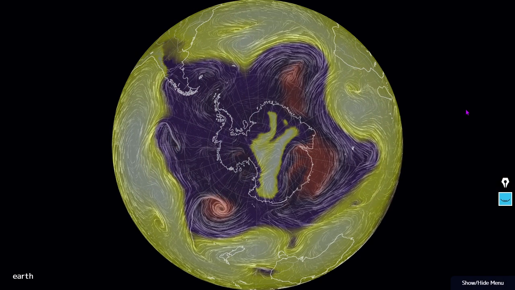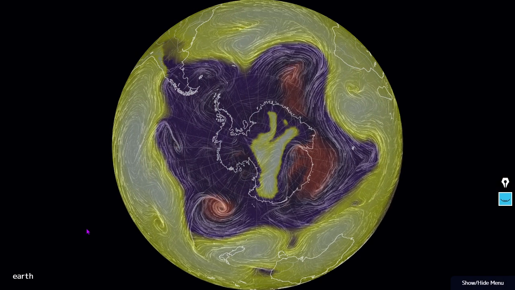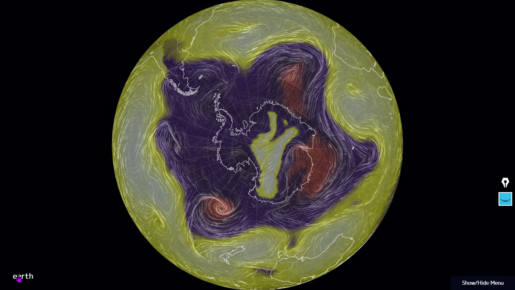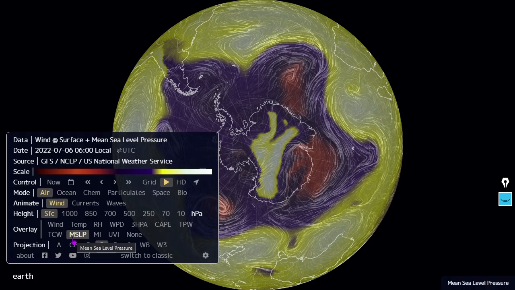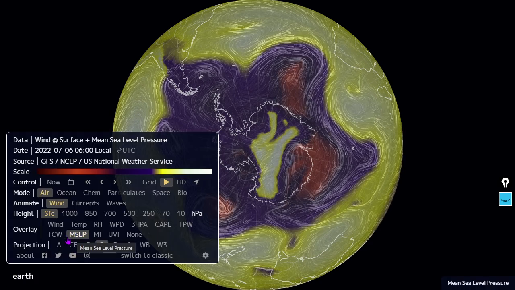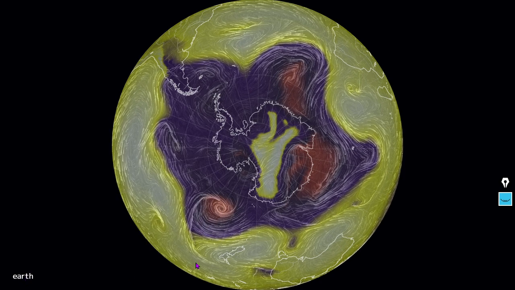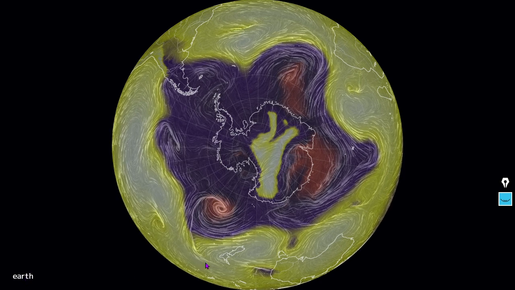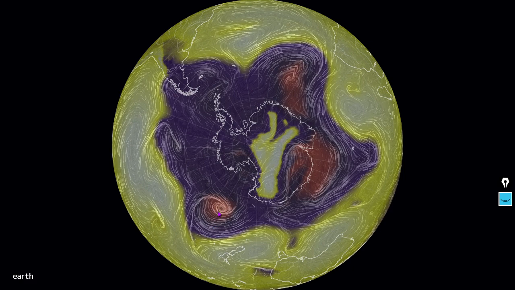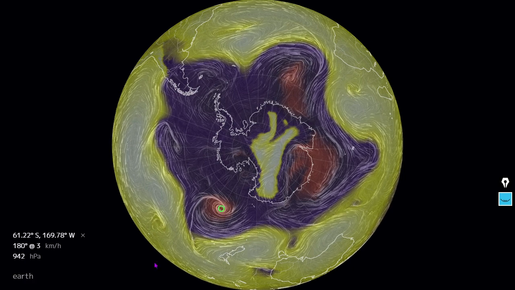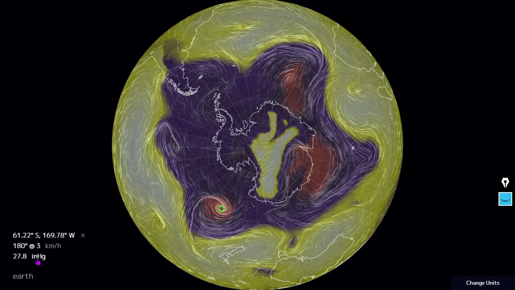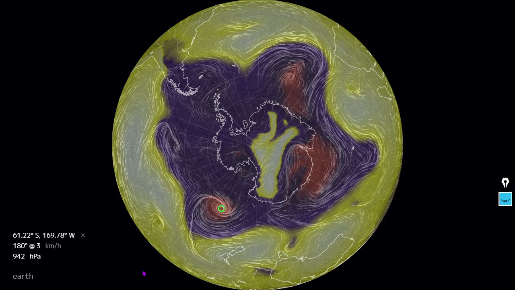And we're looking at the pressure. So we're looking at pressure at sea level here. So that's what this is. This is the mean sea level pressure on nullschool.net. You can see some very low pressure systems there, such as this one. That's the lowest pressure in the world, I think, at the moment. Only 942 hectopascals at that location.